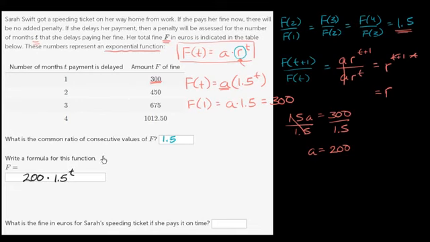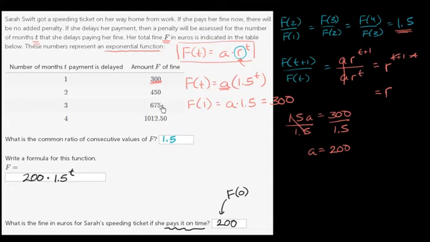Now let's think about the next question. What is the fine in euros for Sarah's speeding ticket if she pays it on time? Paying it on time implies that t is equal to 0. Or another way of thinking about it, we need to figure out her fine for t equals 0. So we need to figure out f of 0. So what's f of 0? It's 200 times 1.5 to the 0 power. 1.5 to the 0 power is 1, so that's just going to be equal to 200 euro.